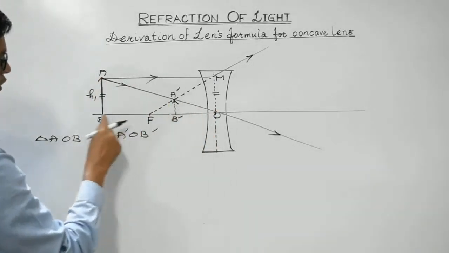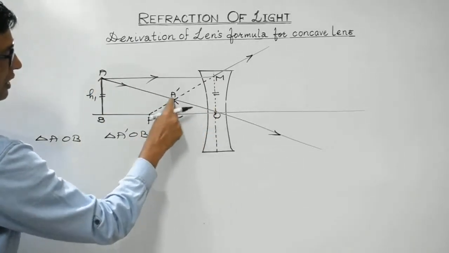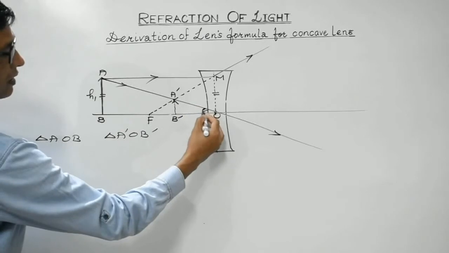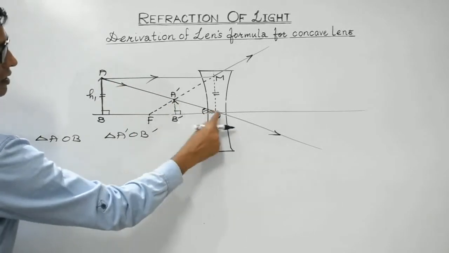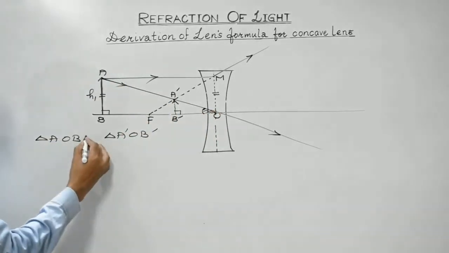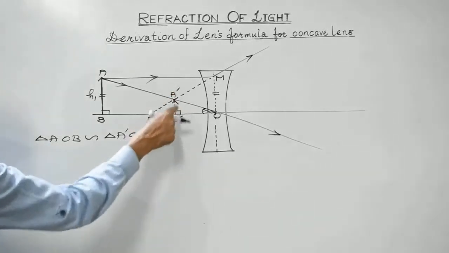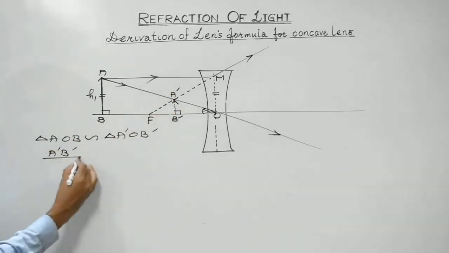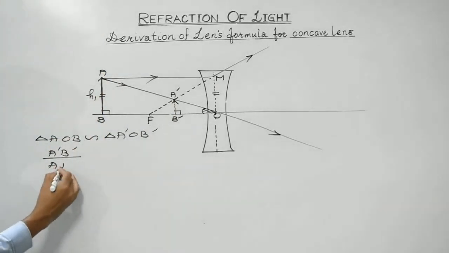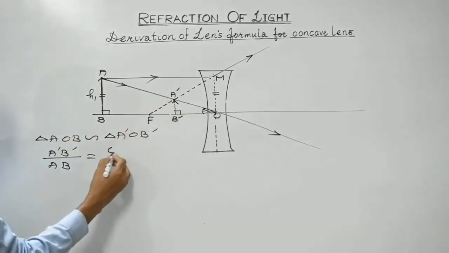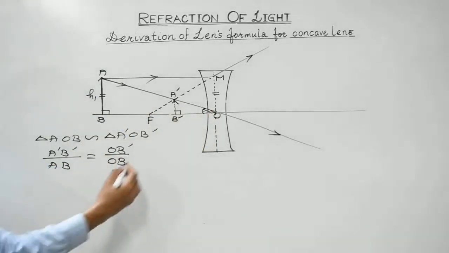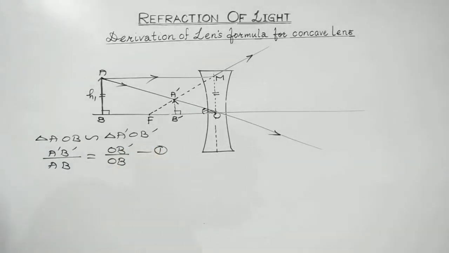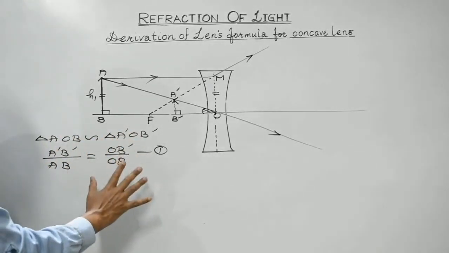I'm considering triangle AOB and triangle A dash OB dash, the smaller one. Look, students, this will be the common angle. This is 90 degrees, this is also 90 degrees. So these two triangles are definitely similar. Therefore, their corresponding sides must be proportional. So let's consider A dash B dash. The corresponding side of A dash B dash is AB. The corresponding side of OB dash of the smaller triangle is OB in the bigger one. So you can put it as equation number 1. That's the first pair of triangles, and they are similar, therefore their corresponding sides are proportional.